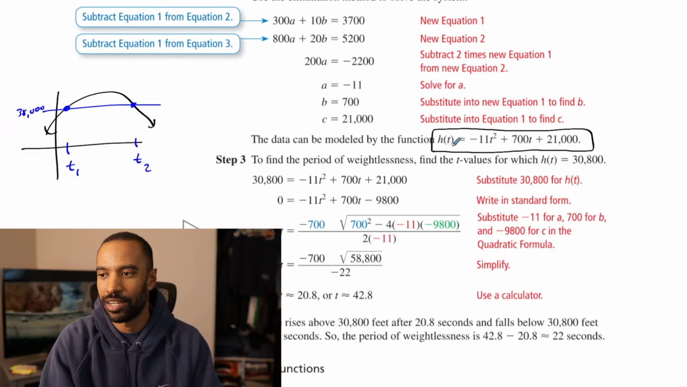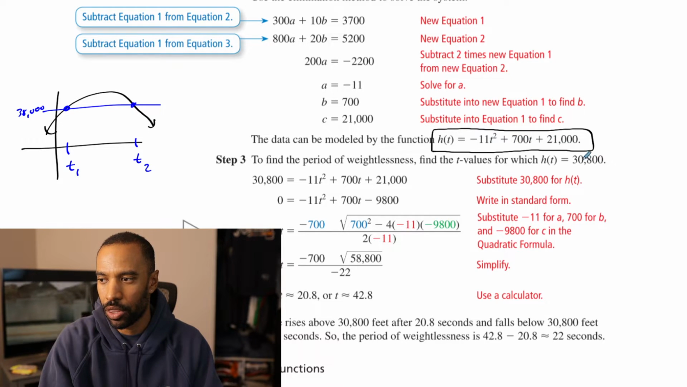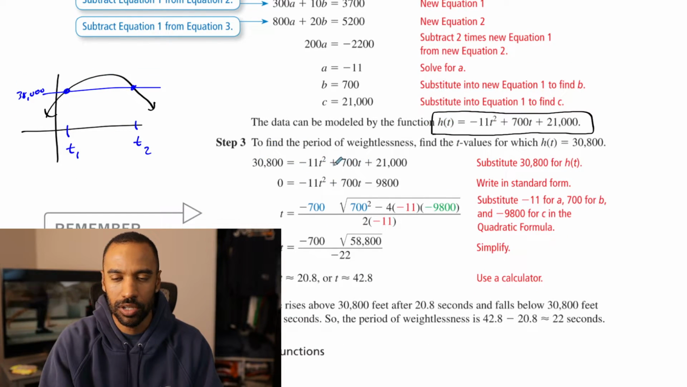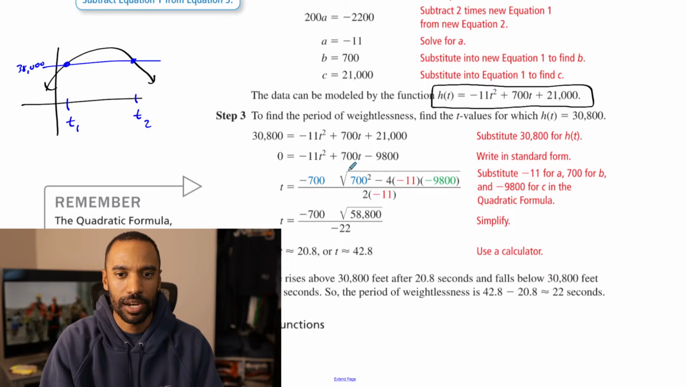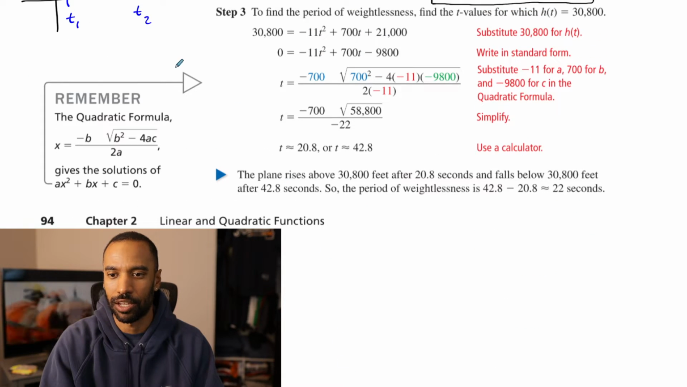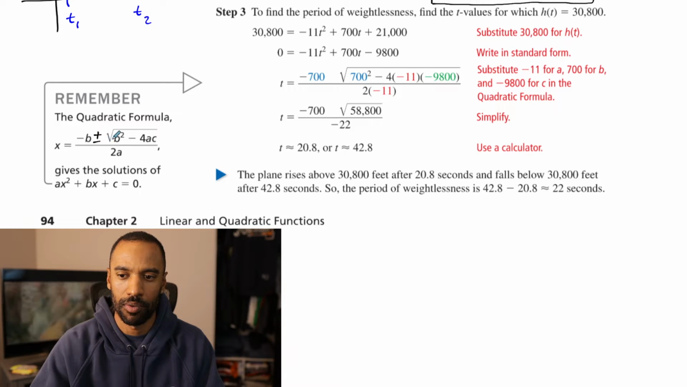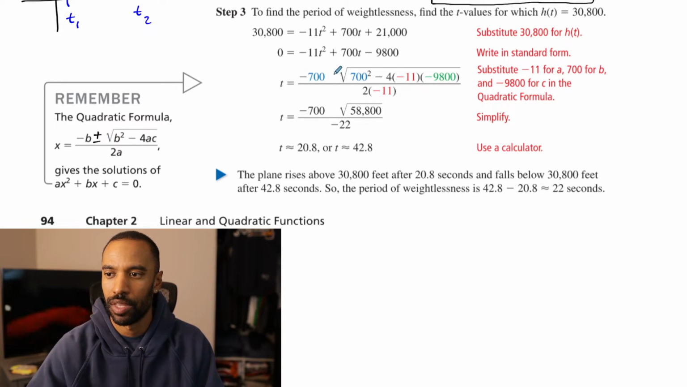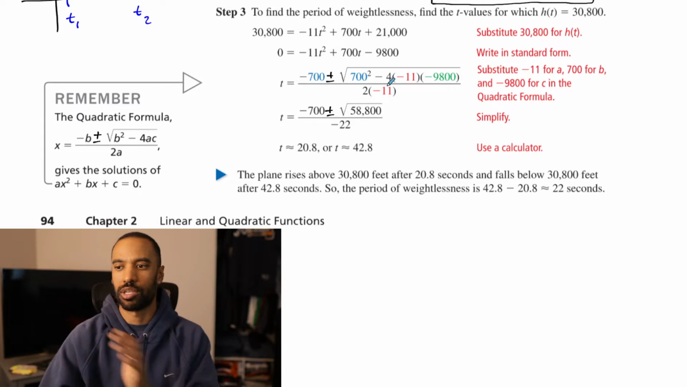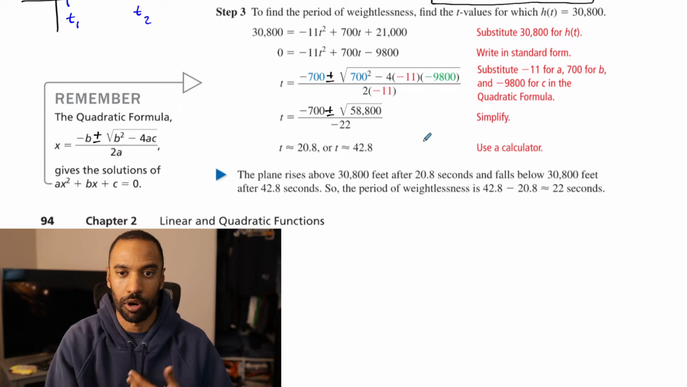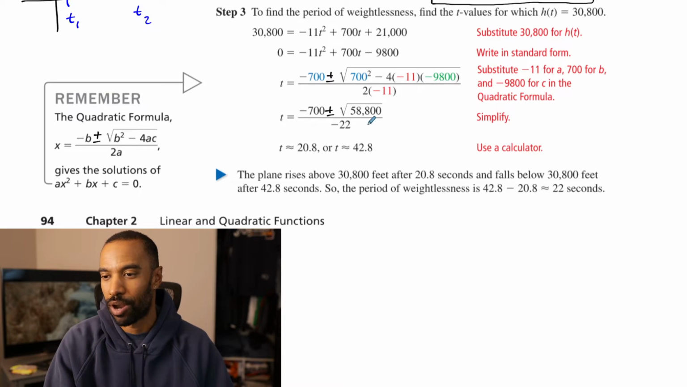So we're going to set this model equal to 30,800, and then we're going to solve for t. Apparently, you got to use the quadratic formula. So let's go ahead and take a look. The quadratic formula is x equals negative b plus or minus the square root of b squared minus 4ac, all over 2a. So t, in this case, equals that, and I'll let it simplify itself. If we have to use the quadratic formula, we will. This is a big problem.